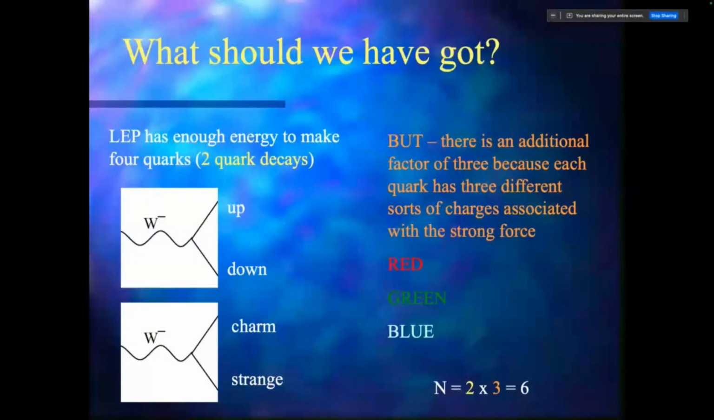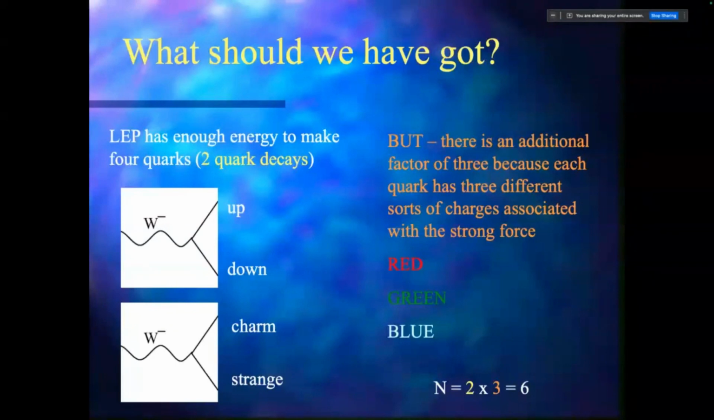5 point something. And the reason is that there is actually an additional factor of 3 that exists. And so the correct number of ways in which the W can decay into quarks is actually 6. And the reason is that these quarks are particles which interact with the strong force, the strong nuclear force that Nick mentioned.